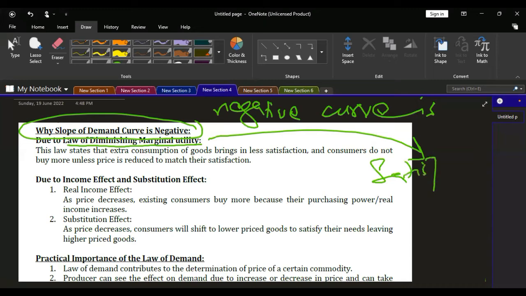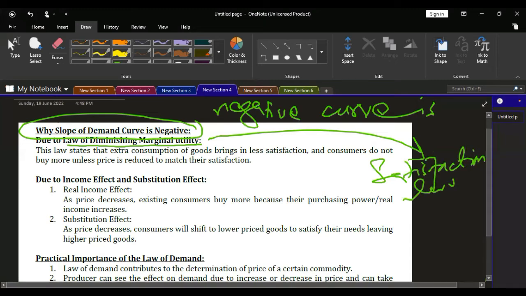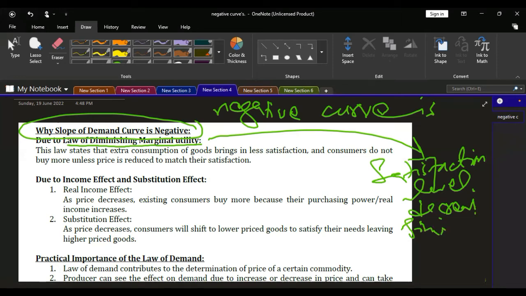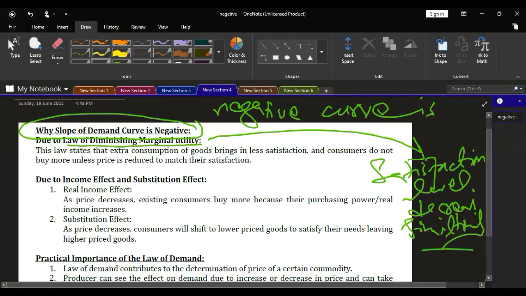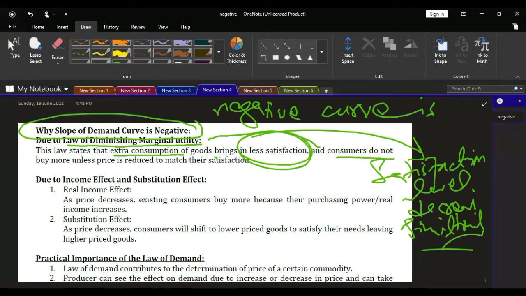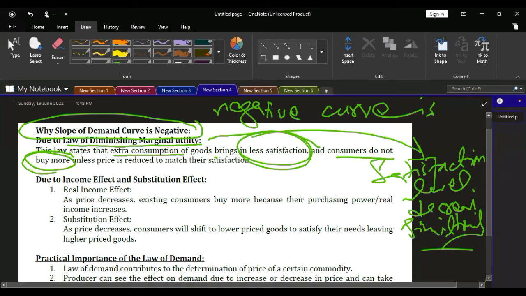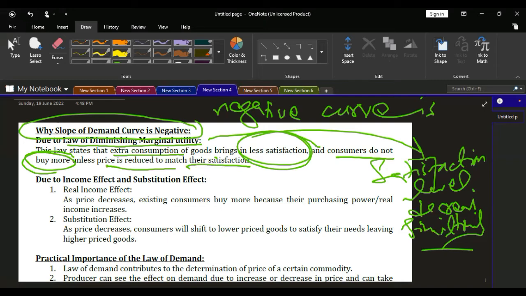So the satisfaction level decreases simultaneously. This law states that extra consumption of goods brings less satisfaction and the consumer does not buy more. When the satisfaction or the utility for which you have been consuming an item is exhausted, then you will not spend your money on such a good which does not give you satisfaction, or gives you only a little satisfaction, unless prices reduce. Due to this law, the demand curve is downward sloping, or has a negative slope.